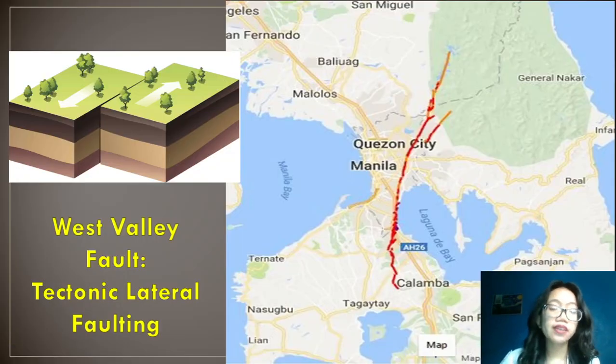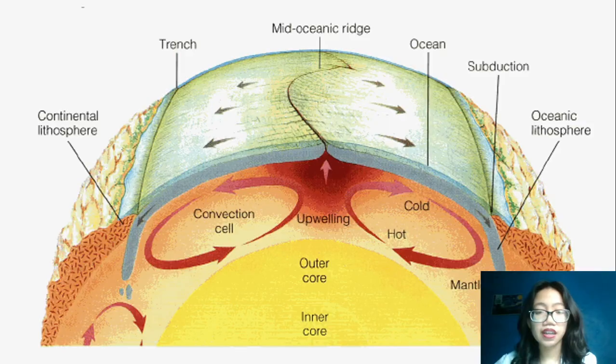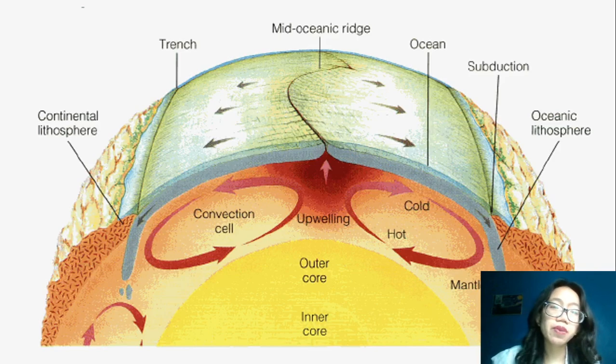Okay, so much for the tectonic lateral faulting. That's just a sneak peek of what we will be discussing in plate tectonics. I will be discussing more of how plate tectonics work and how the plates interact with one another in our next module. So our next module will be on plate tectonics. Let's just focus on the different endogenous processes in this module.